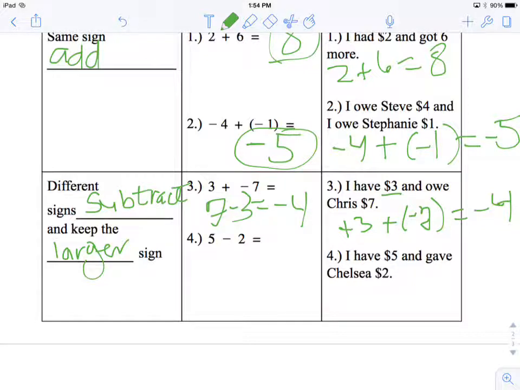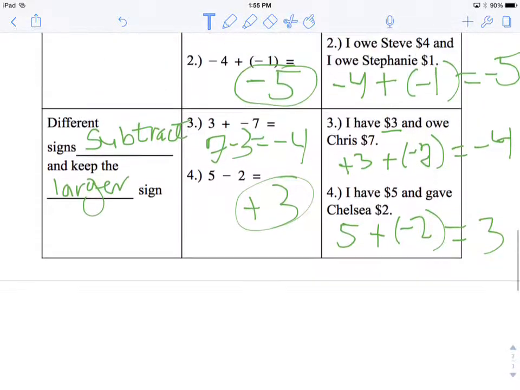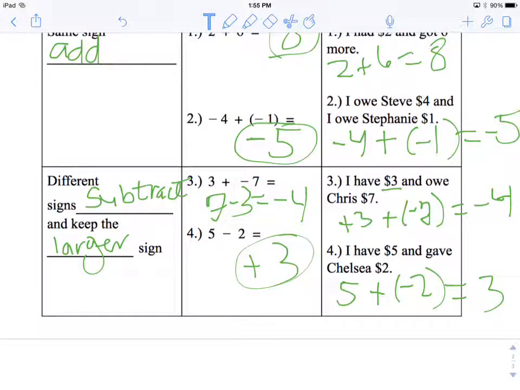We subtract and we keep the sign of the larger one. So 5 minus 2 is 3, and which one has the larger sign? Well, 5 has the larger sign, so we keep that. This is positive 3. So on number 4, I have $5 and I gave Chelsea 2. So I have $5. When I owe someone money, I'm getting rid of that money, I'm subtracting it. So it's the same thing as saying I'm adding -$2 because I'm giving them away. I'm left with $3. So that's the first video. Please go to your assignment. You may rewatch anything at any point.